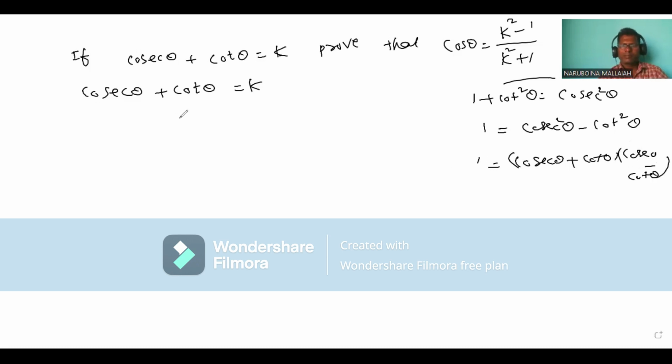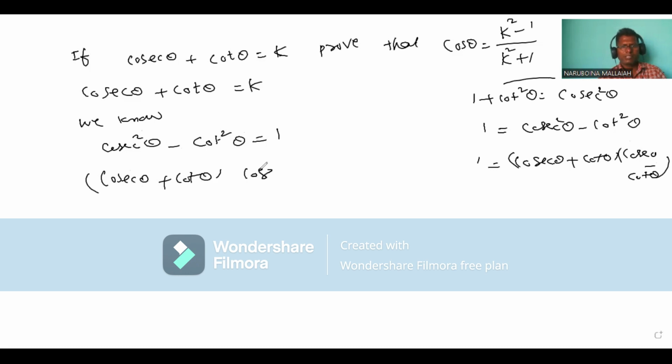So here we have to write cosecant square theta. We know cosecant square theta minus cot square theta is equal to 1. You have to write this formula. Then this is in the form of a square minus b square, so you can write it as cosecant theta plus cot theta into cosecant theta minus cot theta. This is equal to a plus b into a minus b, because it is in the form of a square minus b square.